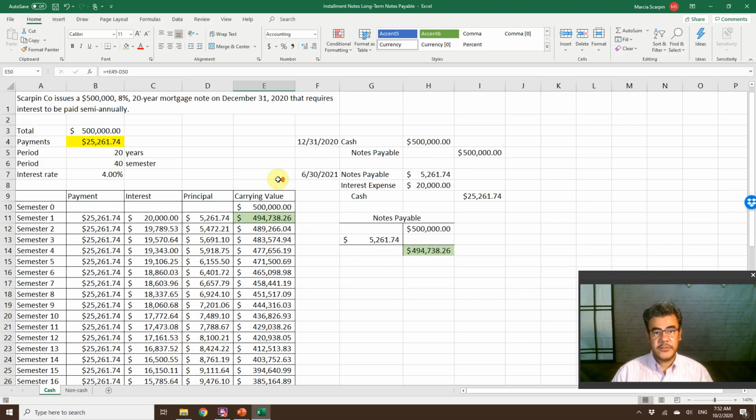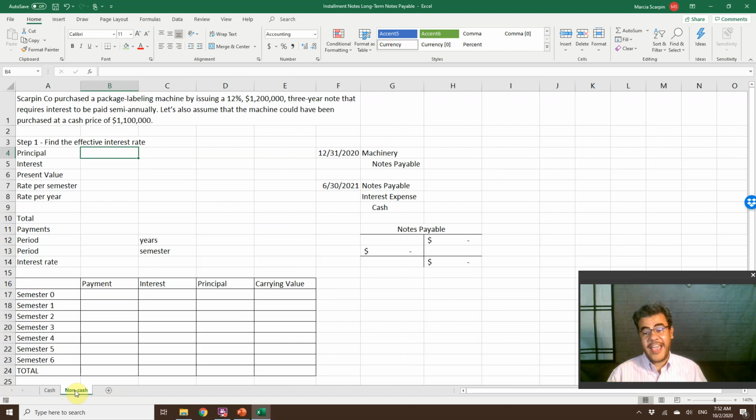No ending balance here. However, what if we are working with this, but a non-cash transaction, just like this one? Scrapping Corporation purchased a package labeling machine by issuing a 12%, $1.2 million, 3-year note that requires interest to be paid semi-annually. Let's also assume that the machine could have been purchased at a cash price of $1.1 million.